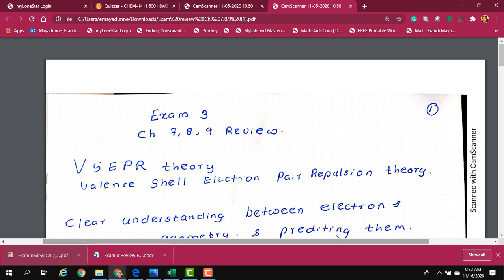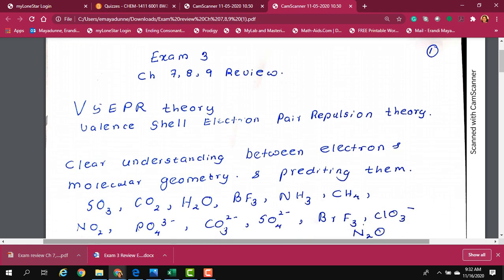So you need to know what VSEPR theory is that we use oftentimes. VSEPR theory is valence shell electron pair repulsion theory. The valence shell electron pair repulsion theory mainly talks about the geometries of the molecules. You need to know clearly what the electron geometry is and what the molecular geometry is. You also need to know how to draw the structures of each and every molecule.